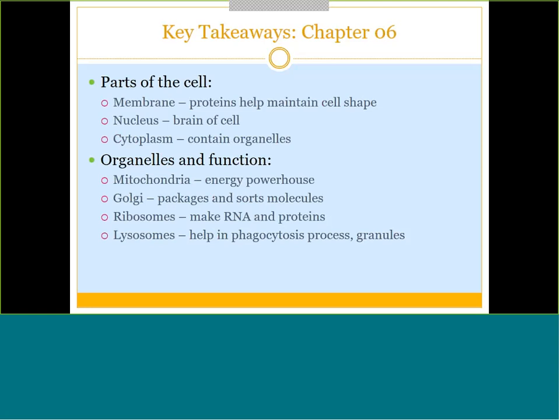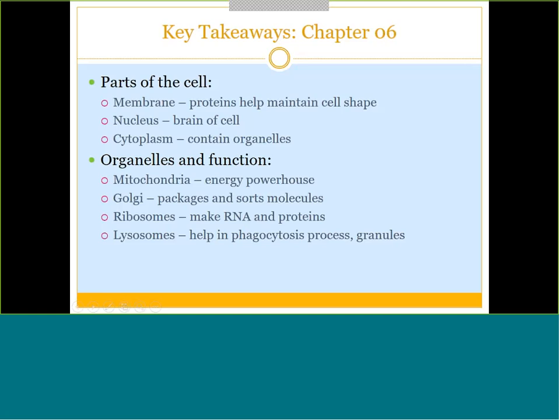The membrane is just what helps keep the cell shape. The nucleus is considered the brain of the cell, and the cytoplasm has a ton of different organelles within it. With some of those organelles, they're listed here. All of them are listed back in the Chapter 6 lecture PowerPoint. You can go back and look at that. But mitochondria is a big one. I always just think energy right away when I hear mitochondria. The Golgi is what will package and sort molecules. Ribosomes will make RNA and proteins. Lysosomes are kind of viewed as granules in the cell, and they help in the phagocytosis process.